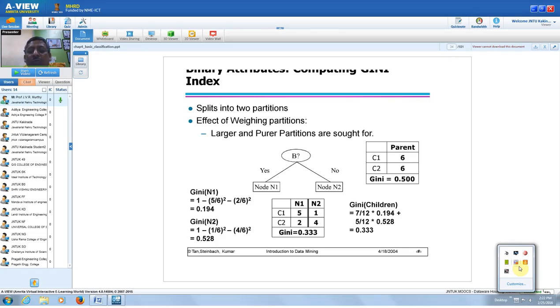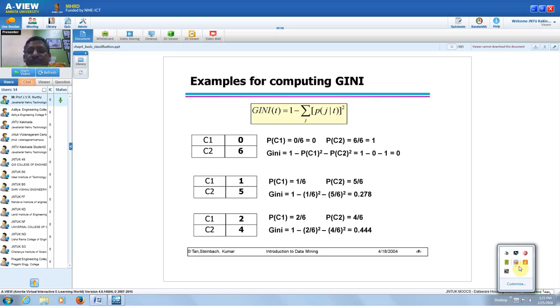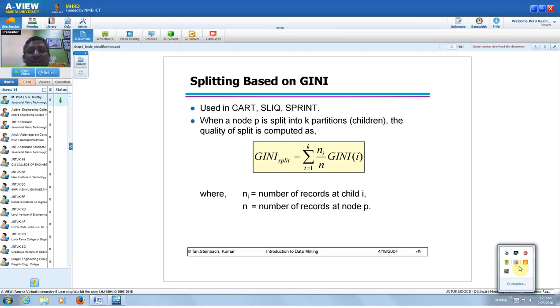Now if you look at when a node is split into k partitions, how the quality of split is computed. For two things I have shown, because CART and SLIQ are algorithms that use them. These are different algorithms that are based on decision tree aspects only. There will be minor variations in implementation. That's why you have got different algorithms.